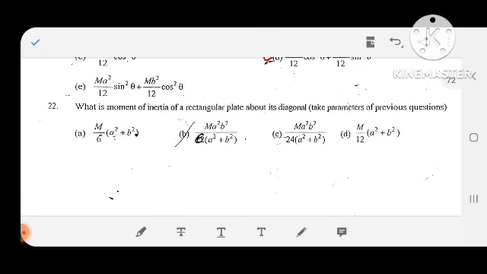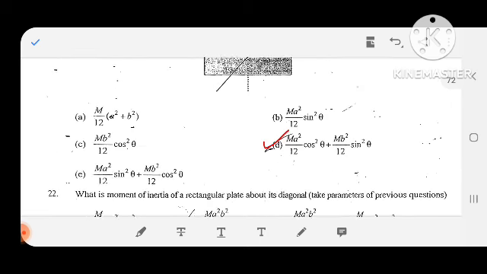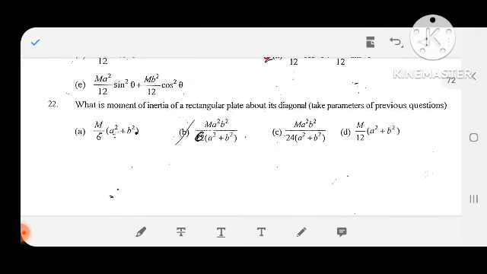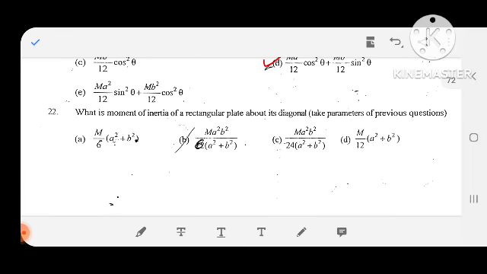What is the moment of inertia of a rectangular plate about the diagonal? Take parameters from the previous question. इस previous 21 वाले की जो डायग्राम है, इससे रिलेटेड उन्होंने बोला है कि हम यहाँ से अपने पैरामीटर्स ले सकते हैं। उन्हीं पैरामीटर्स को यूज़ करते हुए हमारे पास आंसर आएगा ma²b²/24 into (a² + b²).